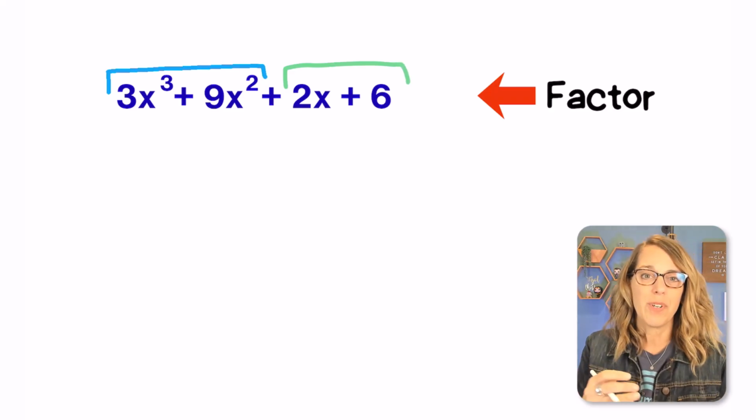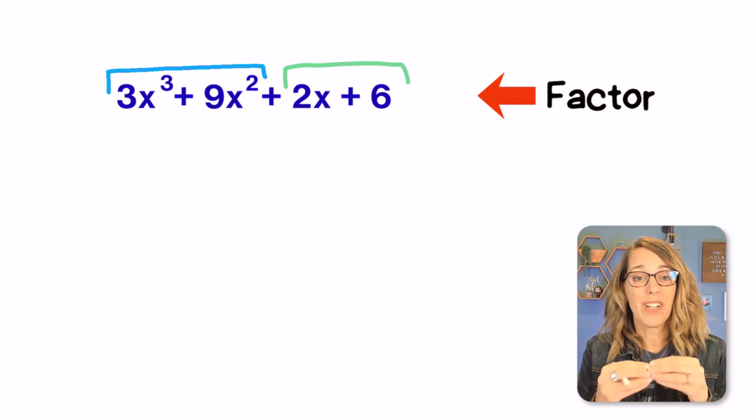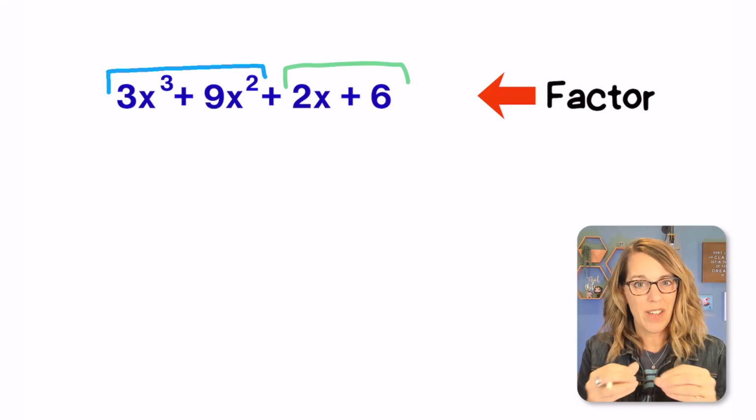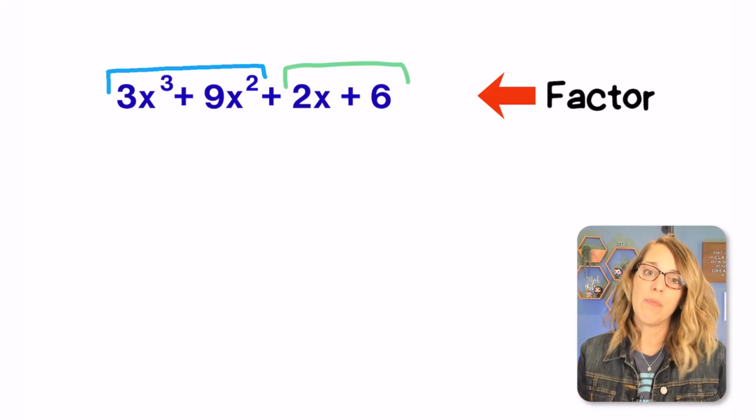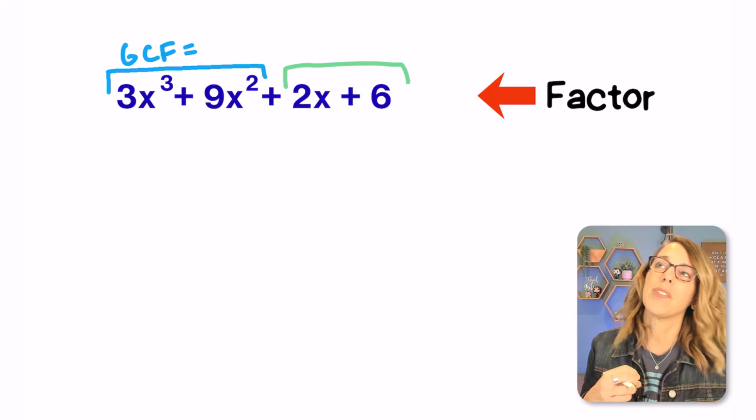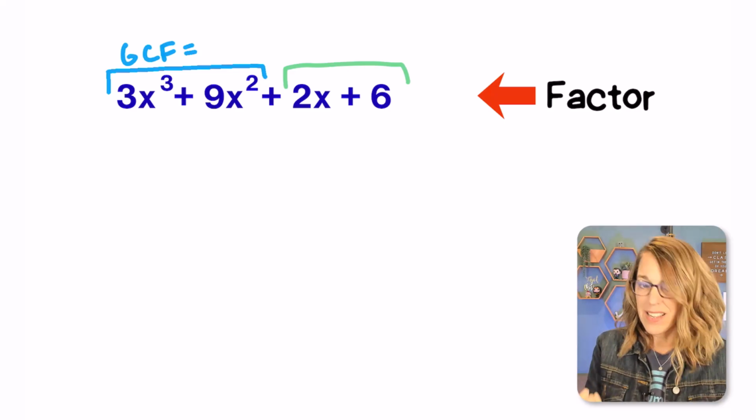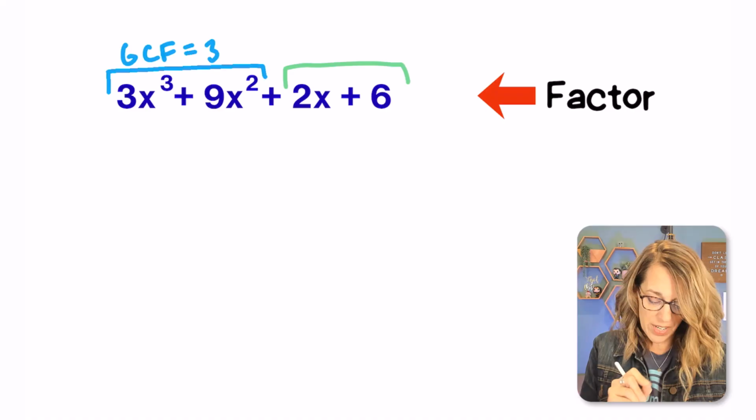What we do then is we treat each of these as a little mini factoring problem. We're going to look for the GCF in each of these pairs. So that first pair is 3x cubed plus 9x squared. As I'm building that GCF, I want to start with my coefficients. So what goes into both 3 and 9? That would be a 3. So that greatest common factor would be a 3 for the number.